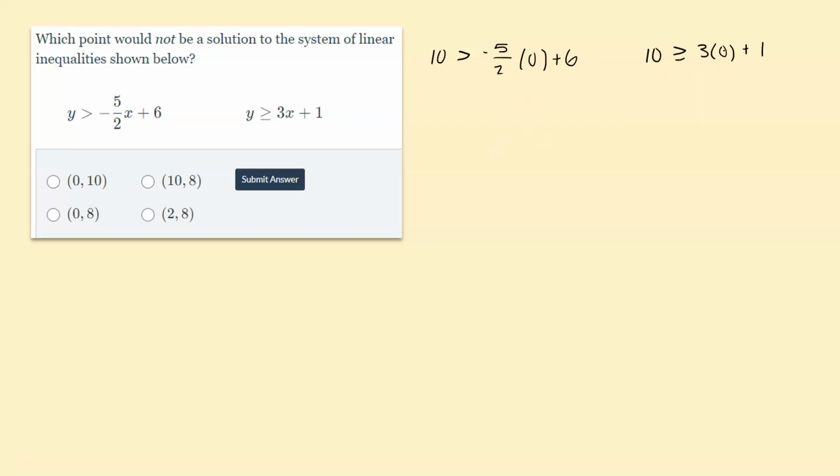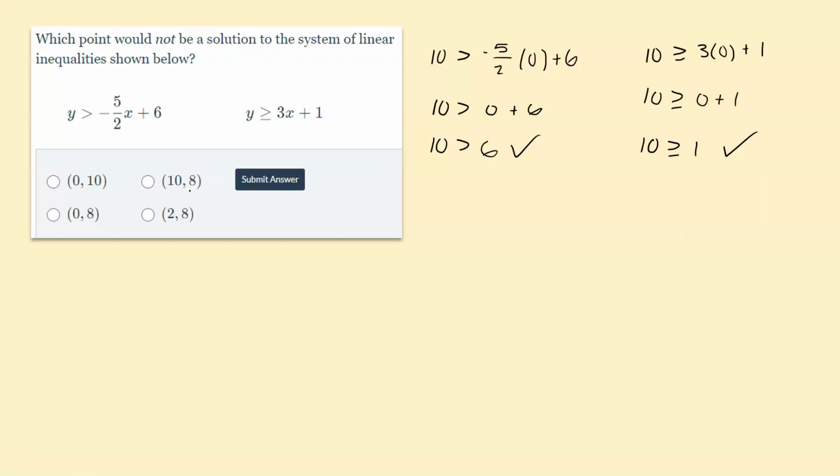Now I'm going to simplify these two inequalities and see if they give me true or false statements. Negative 5 halves times 0 is 0, 0 plus 6 is 6. So 10 is greater than 6, that is a true statement. Over here, 3 times 0 is 0, 0 plus 1 is 1. So 10 is greater than or equal to 1, also a true statement. Since this first point is true for both inequalities, it is a solution to the system, and we're looking for the one that's not a solution. So this one is not going to be our answer.